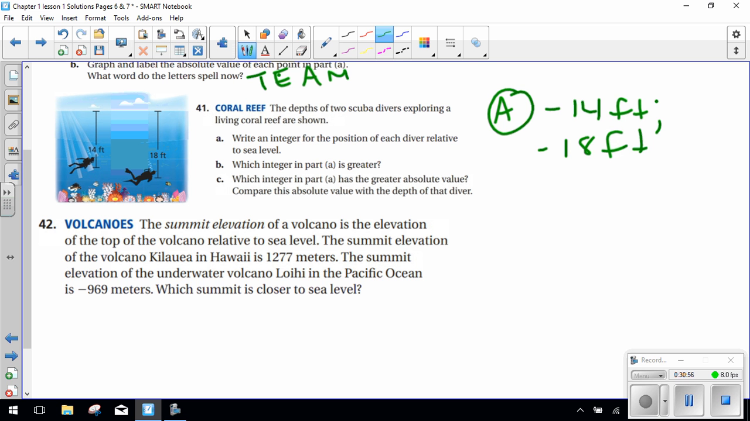So this is an interesting question. For part B, it's saying which integer in part A is greater? They're not asking us who's at a deeper part of the ocean. They're asking us which integer, if I'm taking a look at negative 14 and negative 18, is greater. So if you think about this for a minute, who's the greater integer, closer to zero or farther from zero? When we compare negatives, the closer to zero you are, the bigger you are. So our solution for B is negative 14 feet.